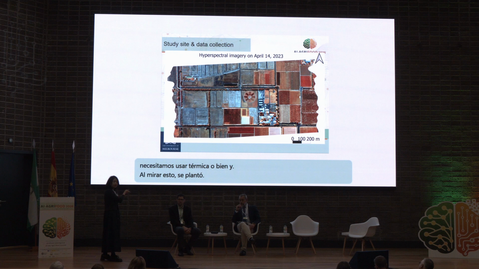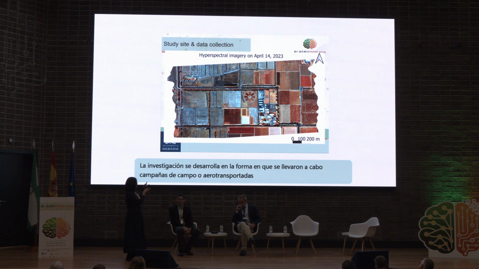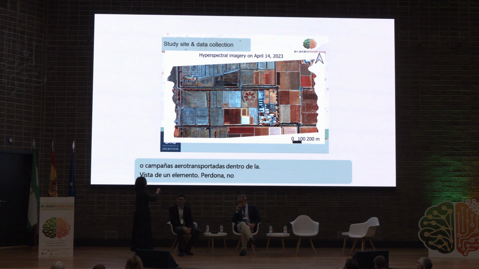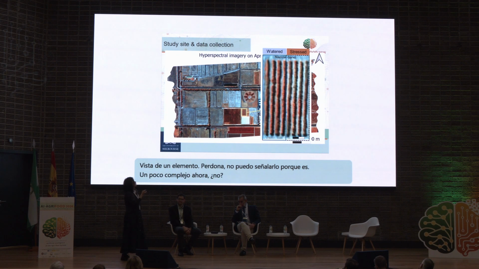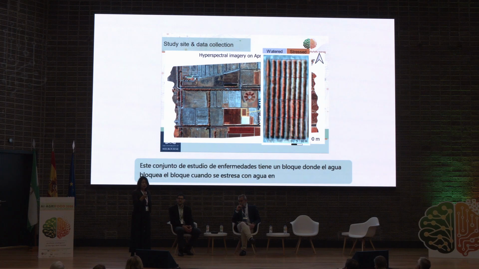Okay, so to achieve these research goals, we conducted the field campaigns, or airborne campaigns, within the experimental site of almond. Sorry, I cannot point it because it's a bit complex now. So this almond study site has one well-watered block and one water-stressed block. Each block has 16 plots.